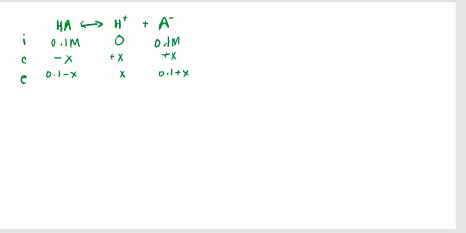Now the Ka here is 1.8 times 10 to the negative 5. If it wasn't given in the question, it should be. You can always look it up. There are several tables available. So this Ka value is going to be equal to the product of the products, x times 0.1 plus x, divided by the reactants, 0.1 minus x.